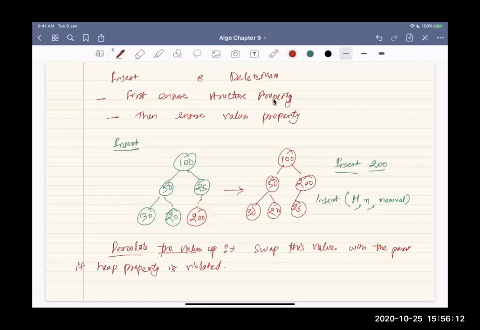Violated. Now continue this until the heap property is restored or you reach the root or the new value reaches the root.